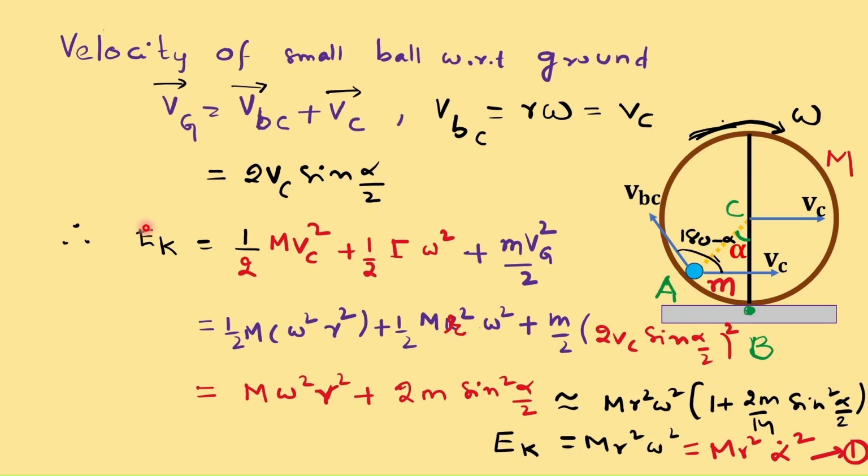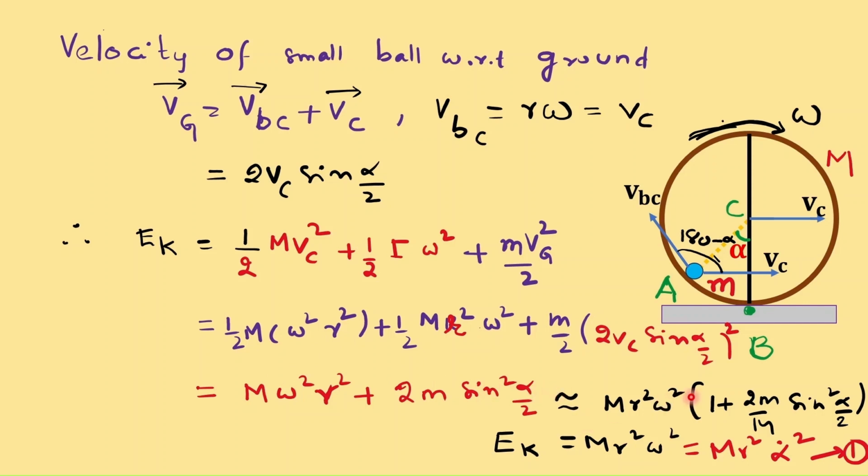Therefore, the total kinetic energy of the system is equal to the kinetic energy of this hoop due to translation, that is half M Vc square, the kinetic energy of the hoop due to the rotation, that is half I omega square, as well as the kinetic energy of this ball, that is half m Vb square. Vc square is nothing but omega square r square, right? And I, the moment of inertia of the hoop, that is M r square, right? And Vb square is nothing but 2Vc sin alpha by 2. That also we have to keep here. And simplifying this, we will get like this.